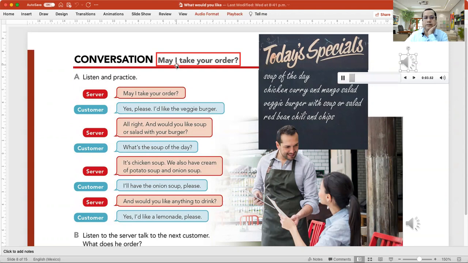May I take your order? Part A. Listen and practice. May I take your order? Yes, please. I'd like the veggie burger. All right. And would you like soup or salad with your burger? What's the soup of the day? It's chicken soup. We also have cream of potato soup and onion soup. I'll have the onion soup, please. And would you like anything to drink? Yes, I'd like a lemonade, please.